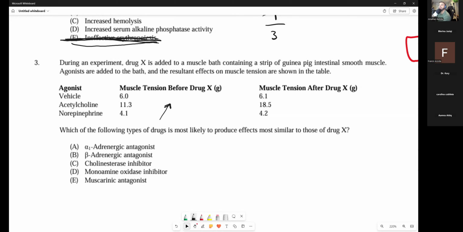So here, Pablo says, cholinesterase inhibitor, more acetylcholine. So yeah, you're seeing there's a higher level of acetylcholine here. It says, which of the following types of drugs is most likely to produce the effects most similar to drug X? So you're seeing an increase in acetylcholine. Who agrees with Pablo here?